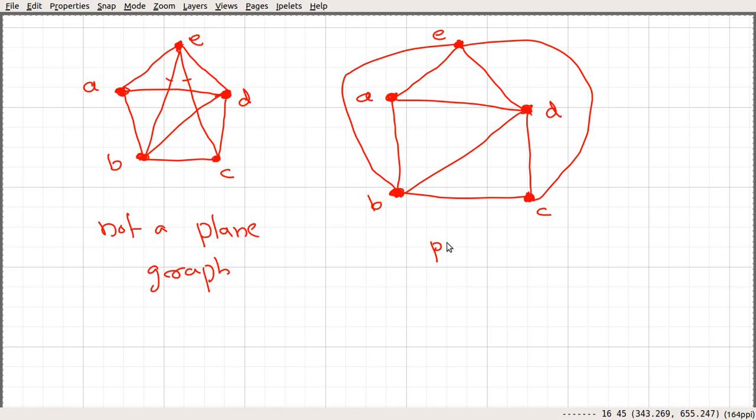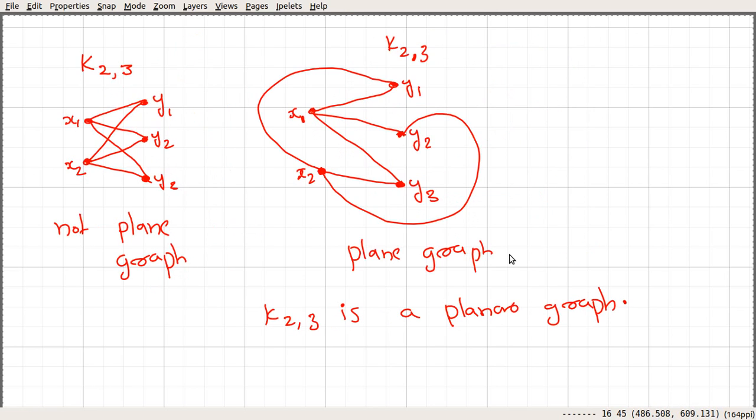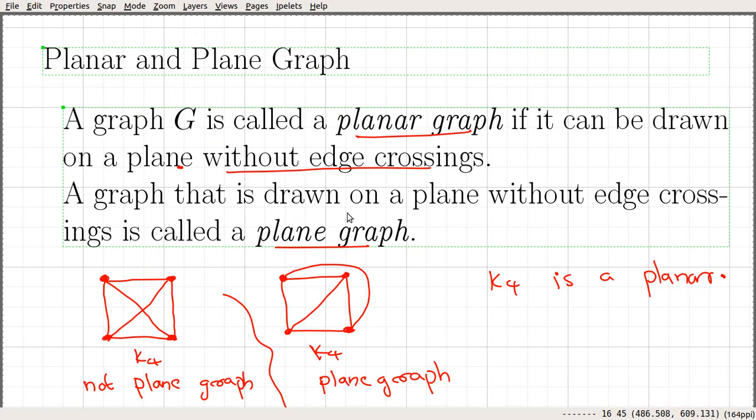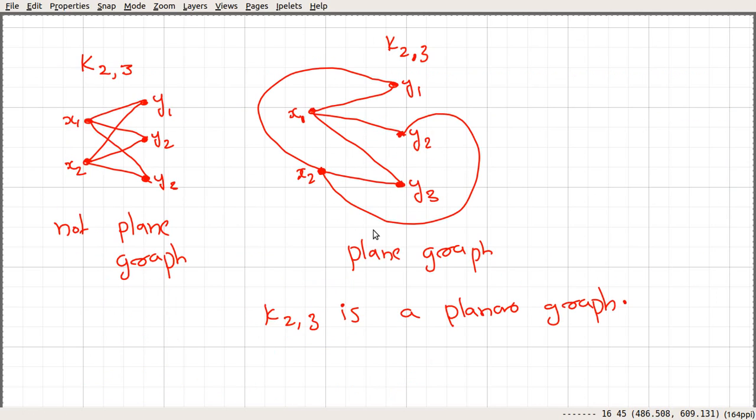So we can see that this is a plane graph. Let's call this graph G. G is a planar graph. So that's the definition of a planar graph and a plane graph. A graph is called a planar graph if it can be drawn on a plane without edge crossing. A graph that is drawn on a plane without edge crossing is called a plane graph.